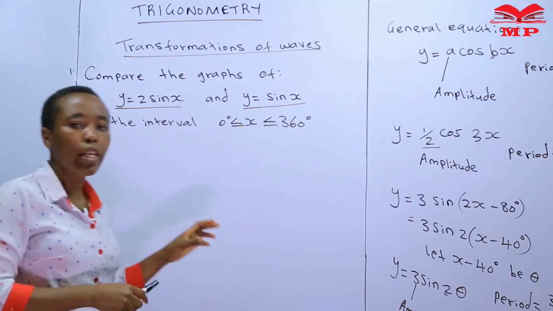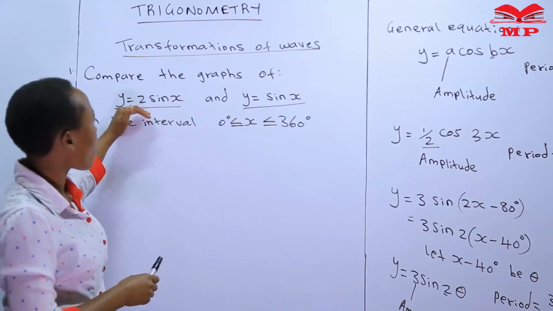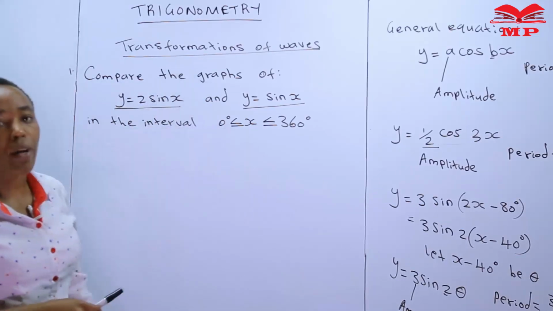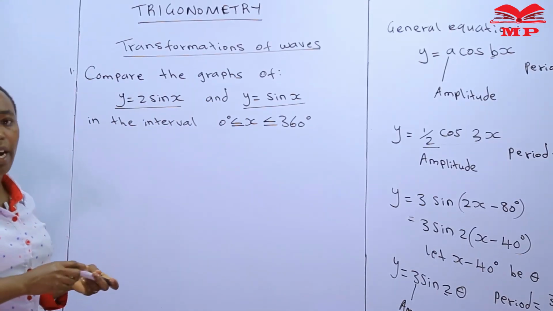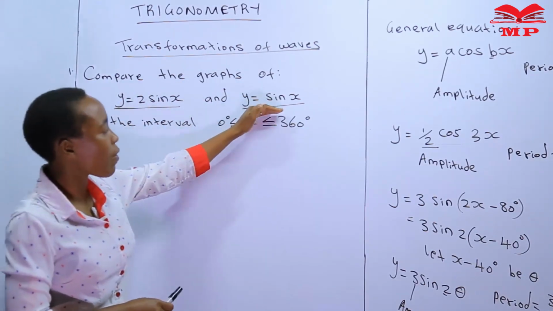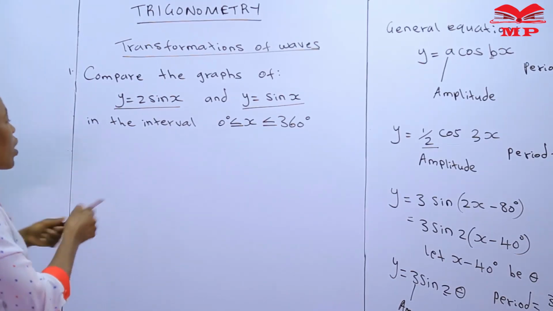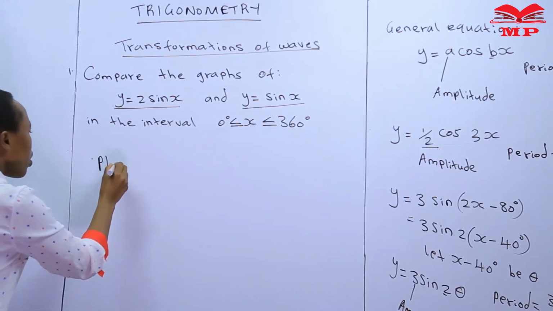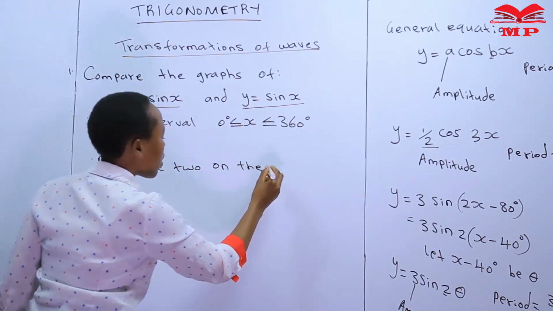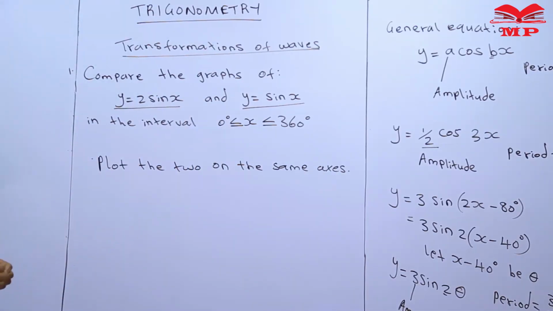So what we do, we need to plot these two waves on the same axis. After plotting the two waves, we'll be able to compare this function and the other function, that is the two waves, so that we can describe the transformation. So we need to plot the two on the same axis. So we plot both of them on the same axis.